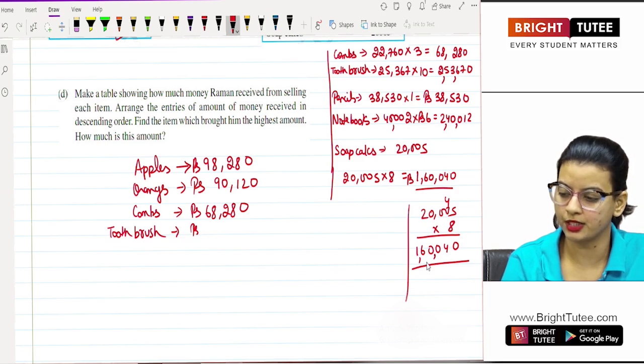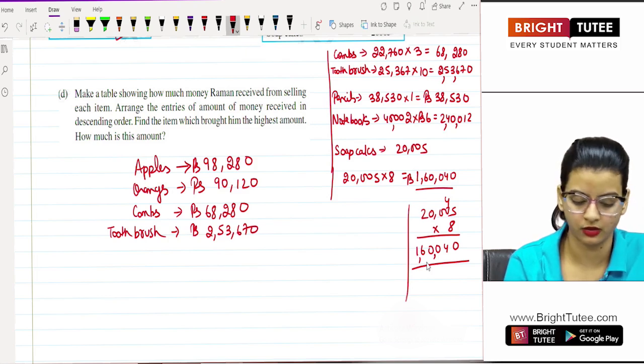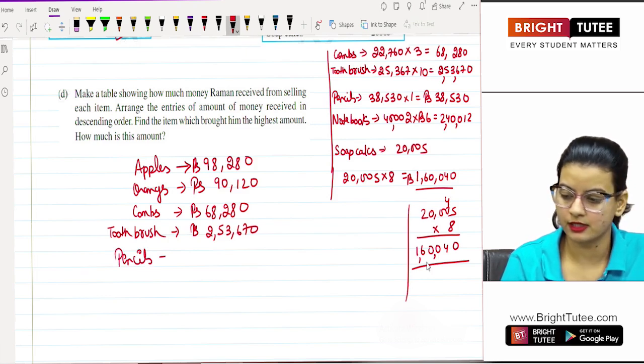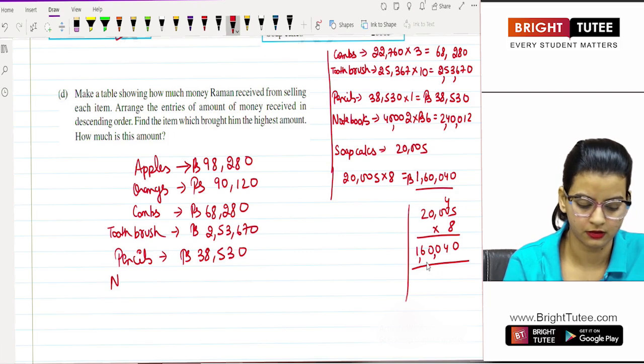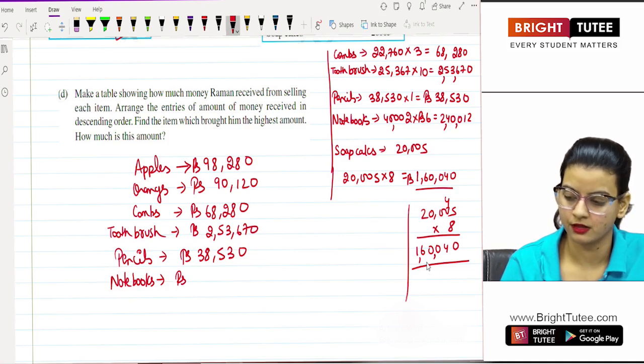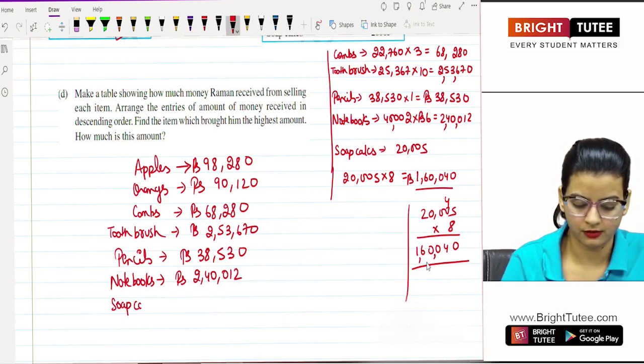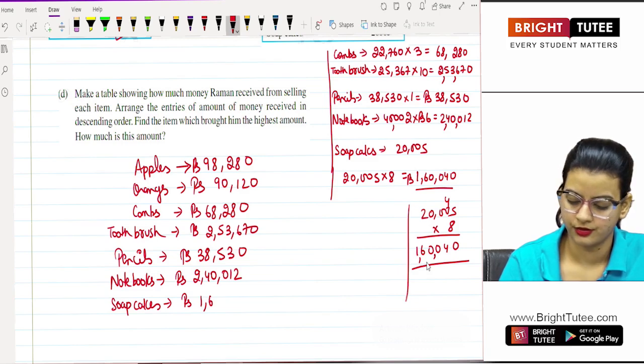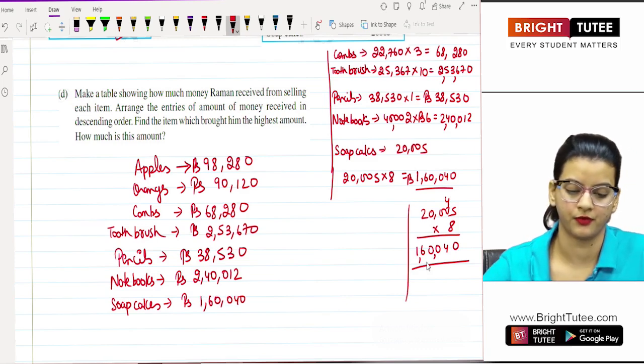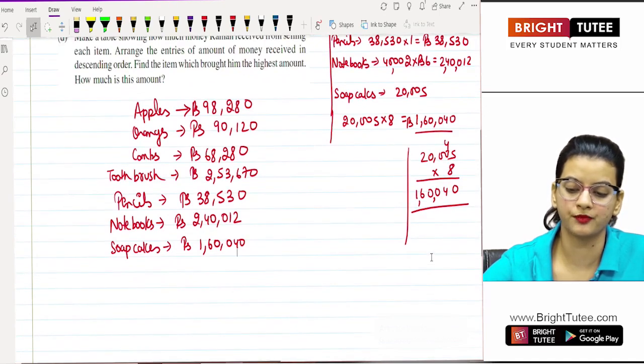Toothbrush, he got rupees 2,53,670. Pencils, he got rupees 38,530. Notebooks, he got rupees 2,40,012. And soap cakes, he got rupees 1,60,040. Okay. Now find the item which brought him the highest amount.